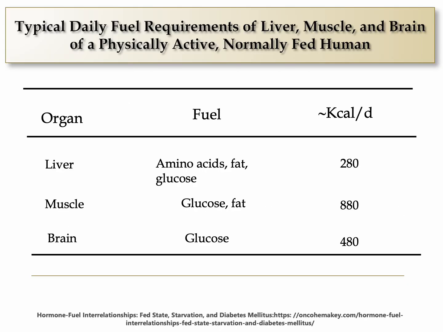In a physically active, well-nourished human, the liver draws energy from multiple sources, fatty acids, glucose, and amino acids, and plays a central role in maintaining blood glucose. Muscle relies on both glucose and fat, adjusting fuel use based on activity level. The brain, however, depends almost exclusively on a constant supply of glucose, as it cannot store glycogen or use fatty acids directly, making it reliant on the liver for fuel.